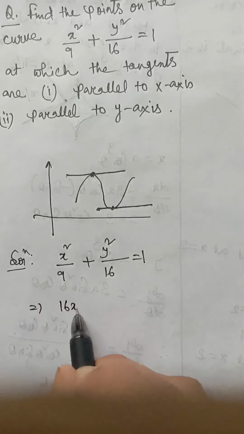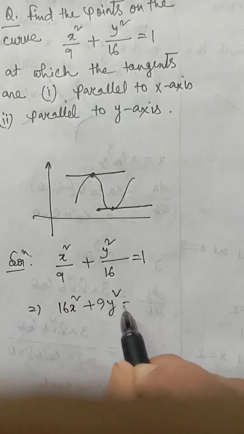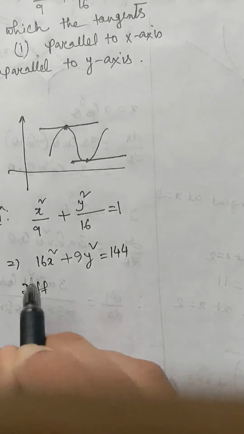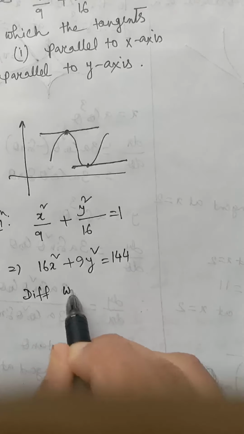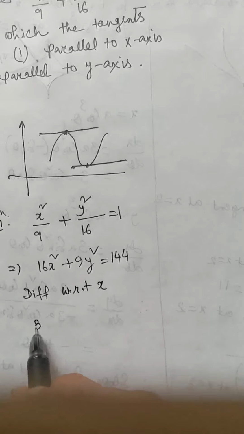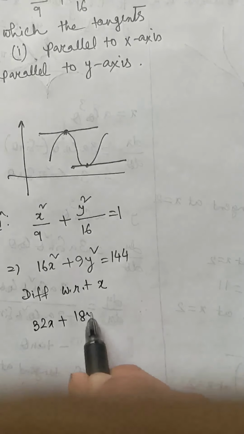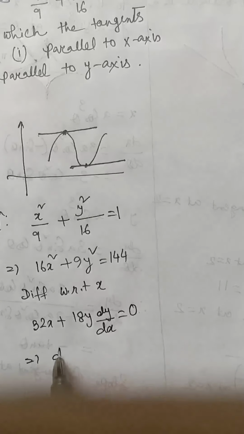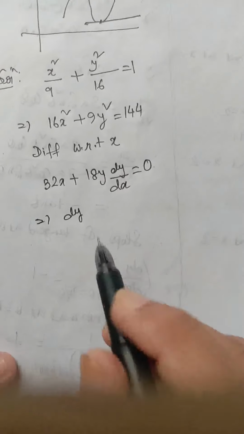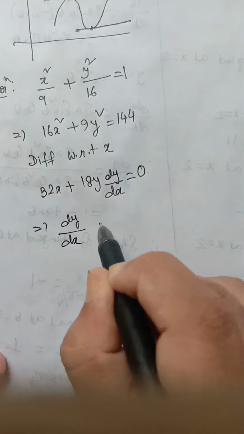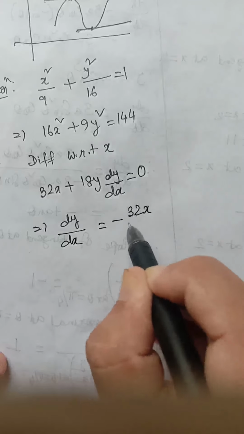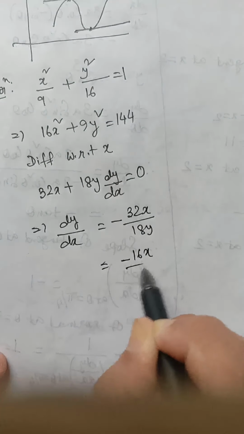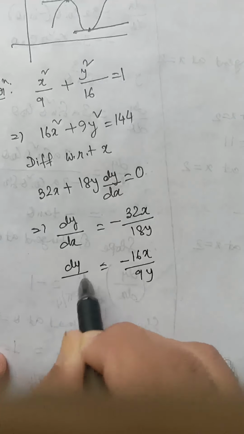Taking LCM, 16x square plus 9y square equal to 144. Differentiating with respect to x, this is implicit form. So differentiating with respect to x, 32x plus 18y dy by dx is equal to 0. dy by dx equal to minus 32x by 18y, cancelling by 2, it will be minus 16x by 9y. This is the value of dy by dx.